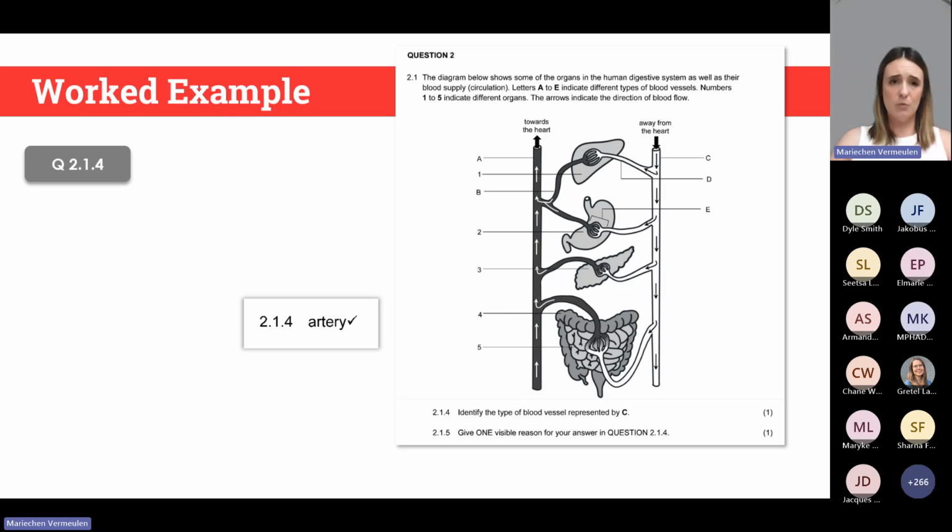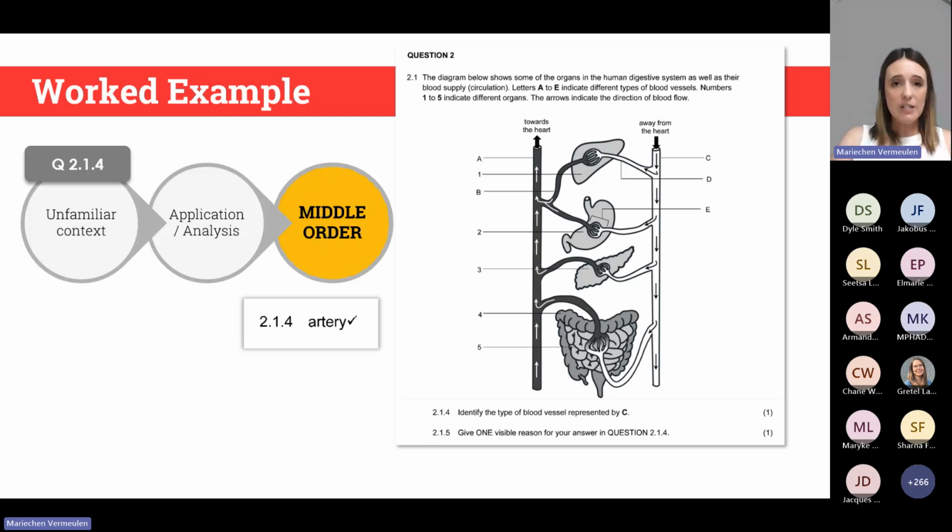So all they have to go by on this diagram is the direction of blood flow. So an unknown context, they have to remember the 3 types of blood vessels, understand what has been provided in the diagram in terms of them being able to actually see the blood vessels, and then apply their knowledge in order to identify that C is an artery. So this for me is a middle order question. And the next question links to this, right? Question 214 links to it, where it asks for give one visible reason for your answer.